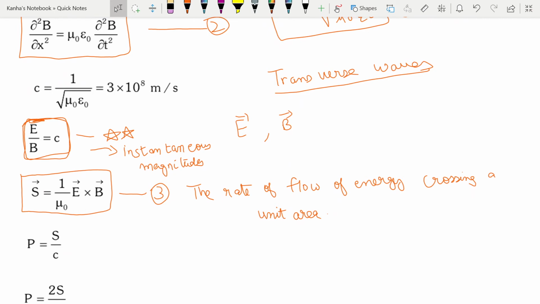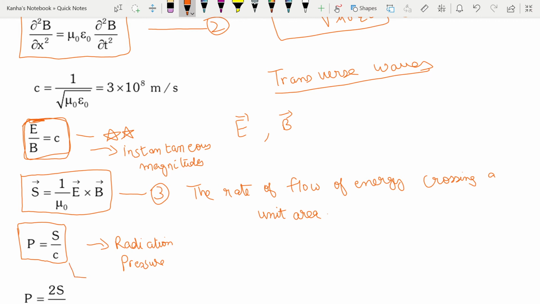So electromagnetic waves will carry some momentum and hence they will exert some pressure as well on surfaces. I will call this the radiation pressure, and it is given by the Poynting vector, or the magnitude of the Poynting vector, divided by velocity c. This is the case for when your electromagnetic wave is falling on a perfectly absorbing surface.